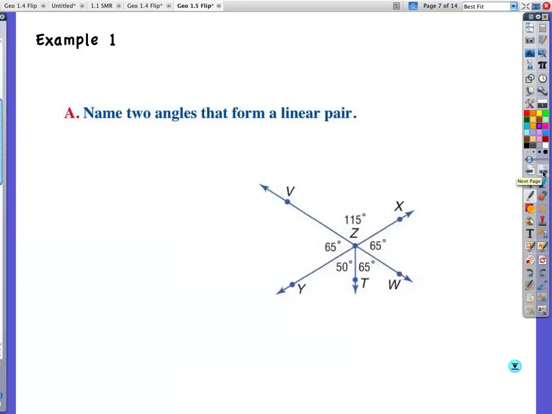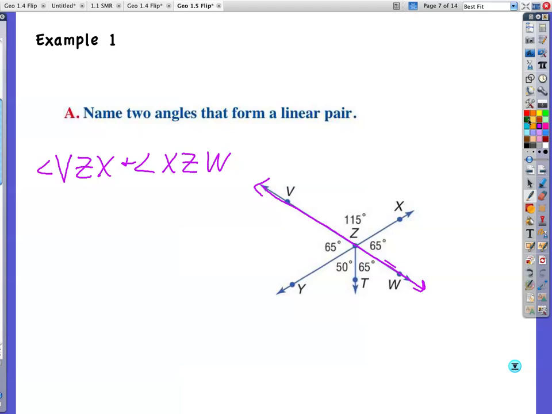Example 1. Name 2 angles that form a linear pair. So we have to find a straight line, and I'm going to pick this straight line right here. And I just happen to have 2 angles. I've got this angle right here, and this one right here. So I say angle VZX and angle XZW are considered to be a linear pair.